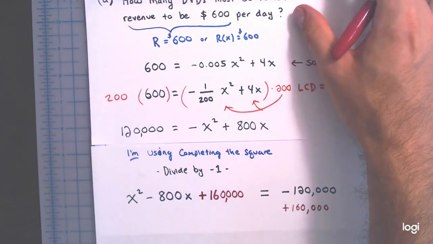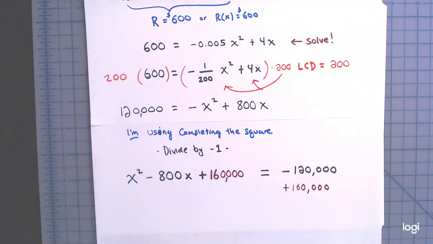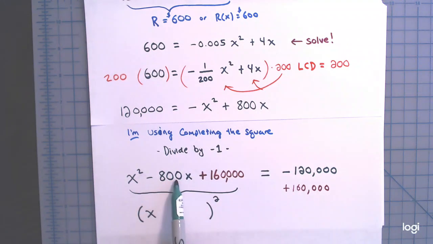Okay, so now I have on the left side a perfect square trinomial. This x squared minus 800x plus 160,000 can factor to the same factor, twice. It's the variable x plus whatever half that number was before you squared it. Half of the negative 800 times the x to the first, that was negative 400.